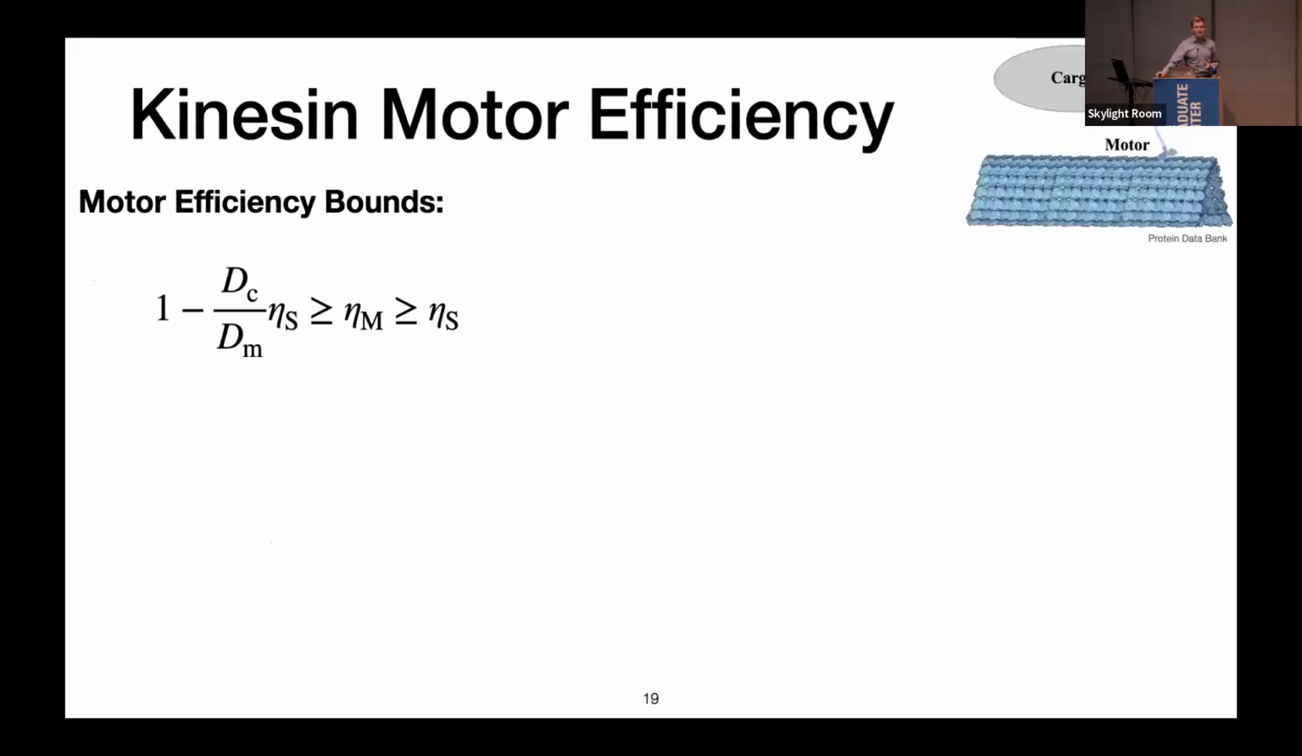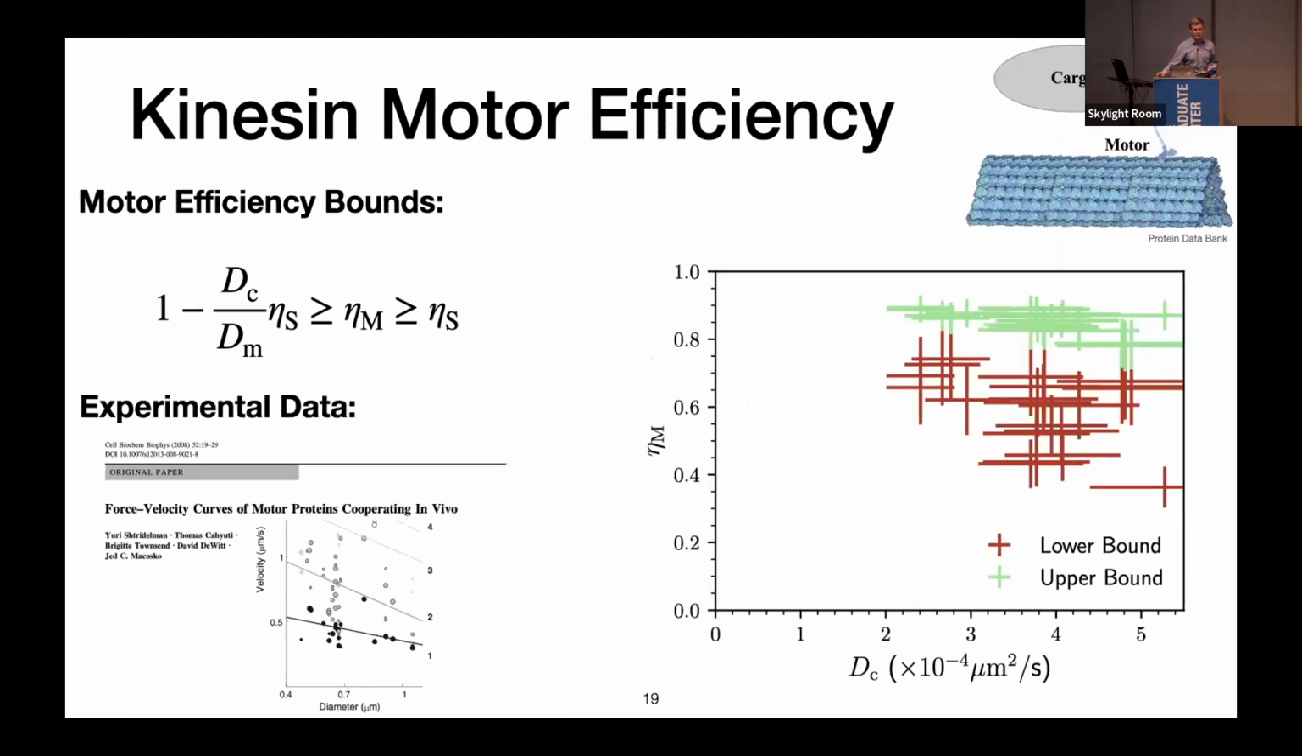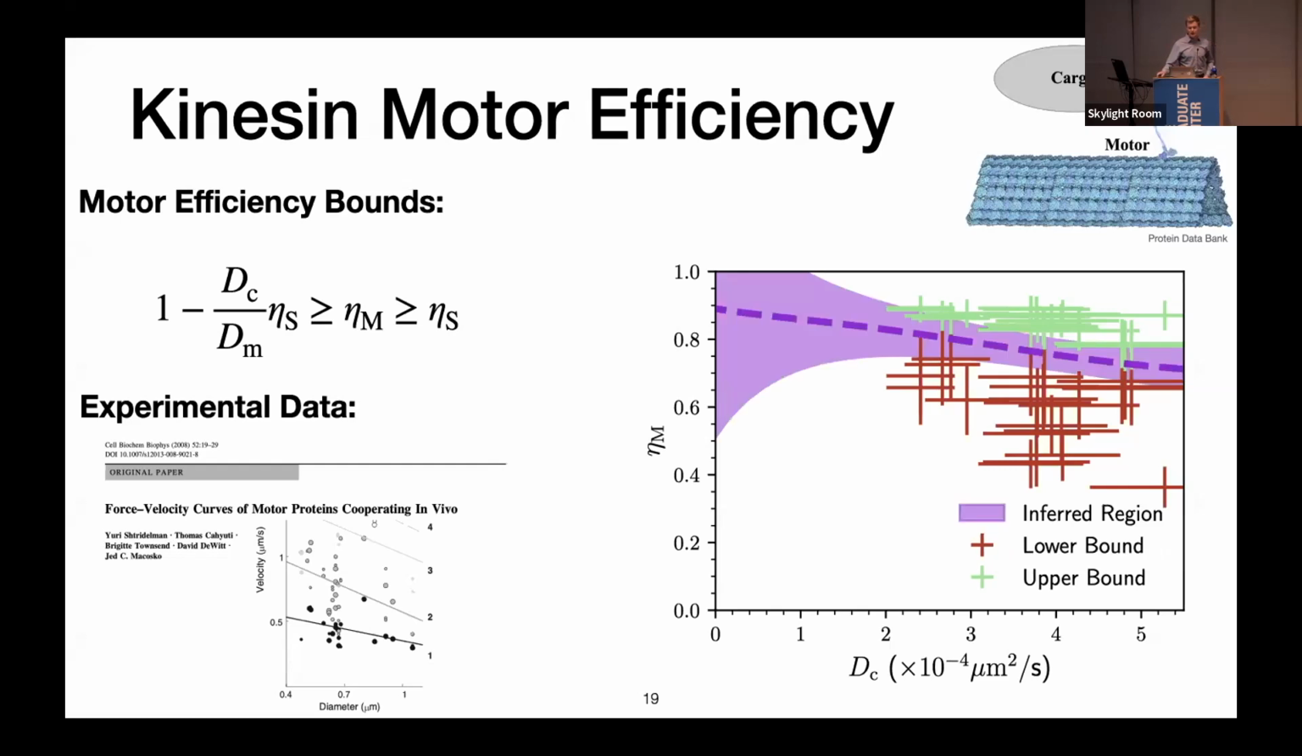And we can do the same thing for a system consisting of a kinesin motor pulling a diffusive cargo, where there's this great paper from Stradelman in 2008, where they measured a bunch of different things for different cargo diffusivities. And so we can plot those, plug them into our upper and lower bounds on the efficiency of the kinesin motor, and infer a best inferred region in between those upper and lower bounds. And so our results suggest that kinesin is on the order of 70 to 90% efficient.